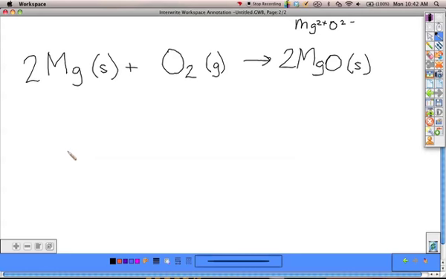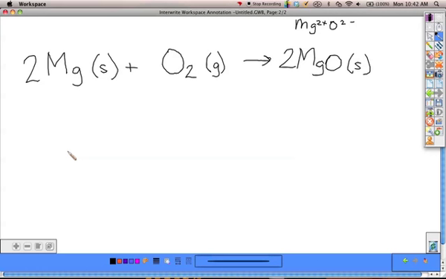Yeah. So 1 mole of oxygen is actually like 2. Yes, there are 2 atoms of oxygen in 1 molecule of oxygen gas.